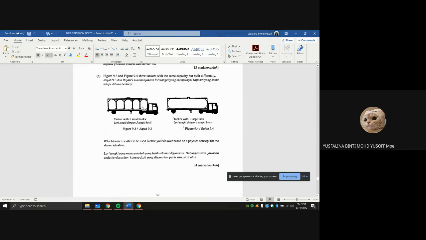The third and fourth mark is this will reduce the inertia impact when the tanker stops suddenly.